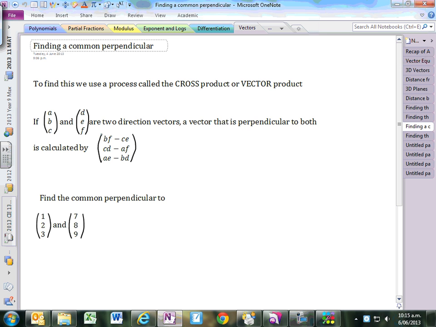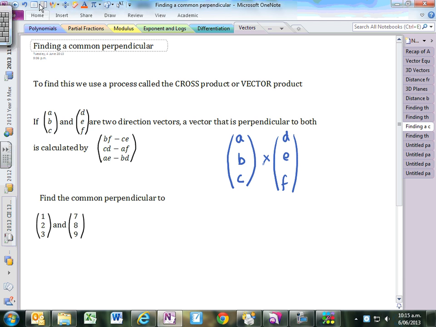So let's see where this formula comes from. Well, the process goes like this. If you've got A, B, and C as your one direction vector, and you've got D, E, and F as your other direction vector, to find the cross product, we want to find a new vector that's perpendicular to these two. So it must have an x component, a y component, and a z component.